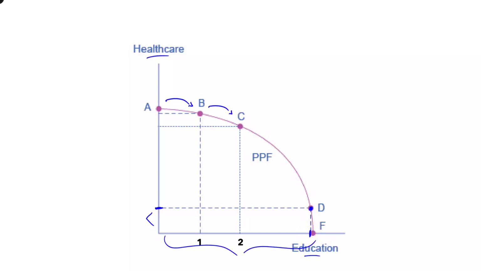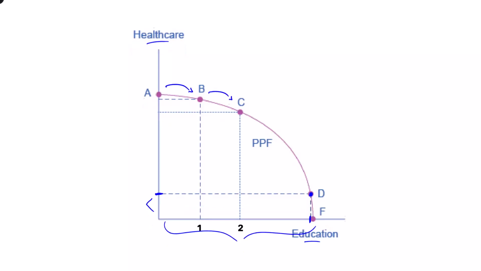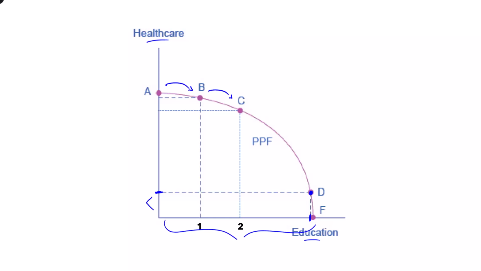Okay, so now let's think about why the production possibilities frontier has this shape, that is, this curve that it does. And to do that, let's look at what happens when we go from point A to point B, and then from point B to point C. One reason why the production possibilities frontier has this shape is because when we go from point A to point B, we gain a pretty good amount of education, this amount here, and we only give up this tiny little bit of healthcare.